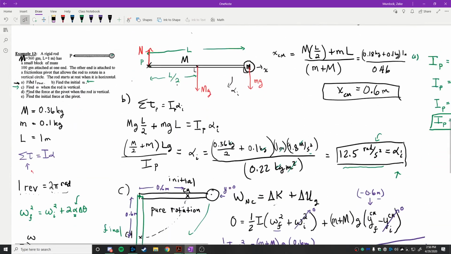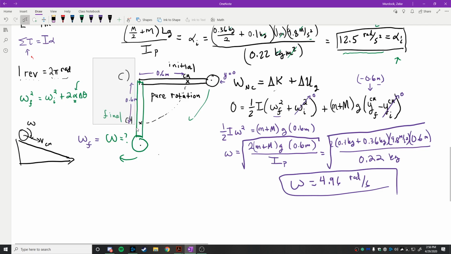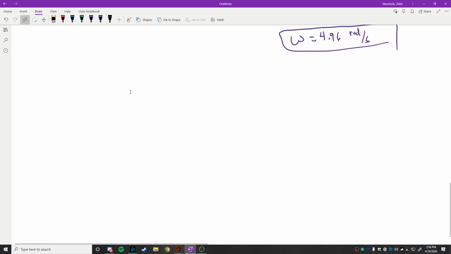All right, part D. Find the force at the pivot when the rod is vertical. Okay? This one's really tricky here. So we want to find the force here. And I'm going to draw a new picture for this. So let's just come down here. We need that answer, basically. So when the rod is vertical, our pivot is right here. That's point P. The rod is kind of like this, right?